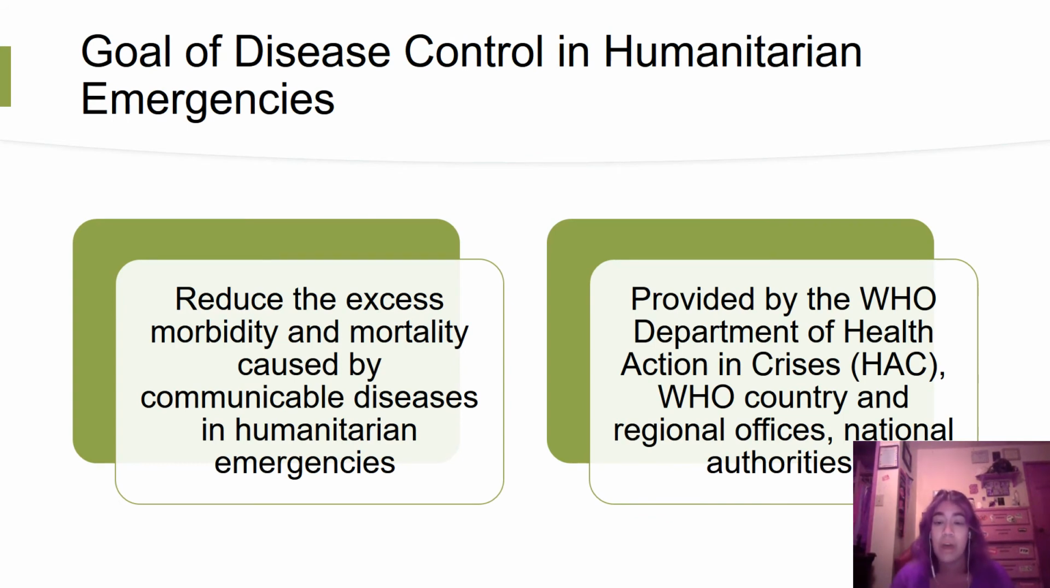So I want to talk about the goal of disease control and humanitarian emergencies. That would be to reduce the morbidity and mortality caused by the communicable diseases in case of a humanitarian emergency. So this is provided by the WHO, by the Department of Health Actions and Crisis, by the country's officials, regional officials, national authorities, nonprofits, NGOs, things like that. And they provide the support financially and support to train the people as well.